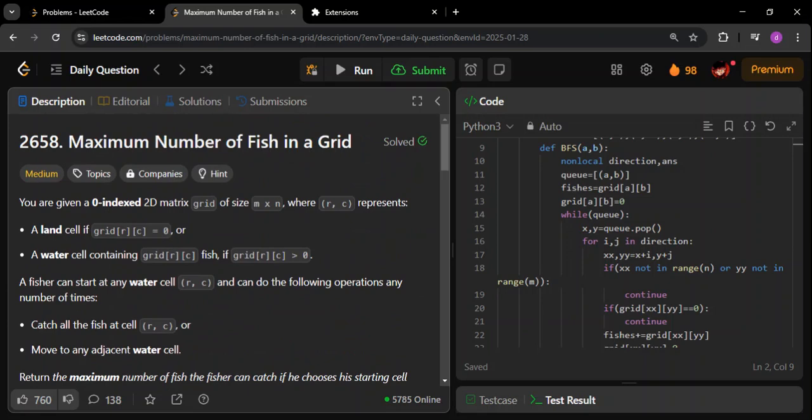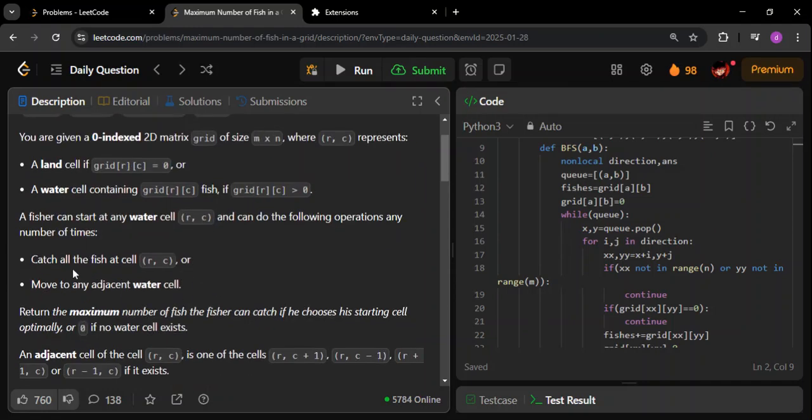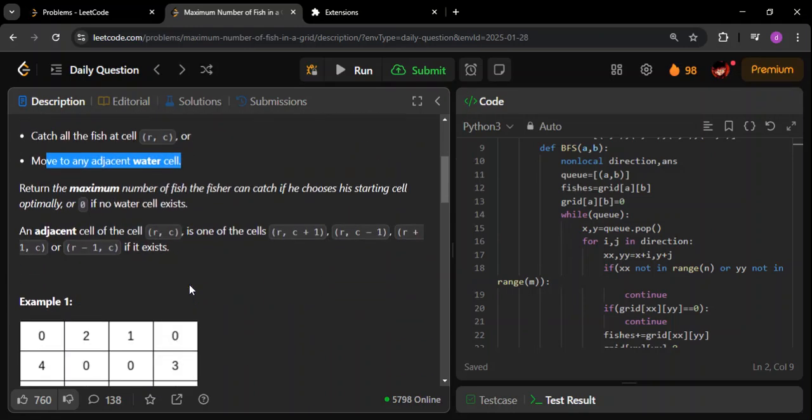So there are two things here: each cell is either land or water. In a water cell there will be a certain number of fish. So you can start at that cell and catch all the fish, and after catching the fish you can move to an adjacent water cell. But now the question here is where you have to start.